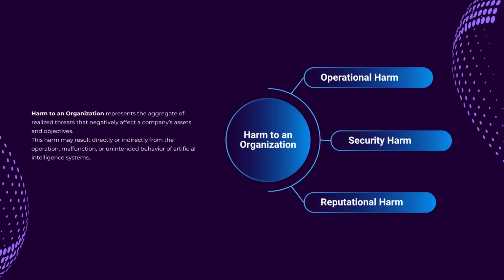In the context of AI risk management, organizational harm is the set of realized threats that exert a measurable or intangible negative impact on a company's assets and objectives. This harm may be a direct or indirect result of the operation, failure, or unintended behavior of AI systems. It is classified into the following key areas: operational harm, security harm, and reputational harm. Let's look closely at each category.